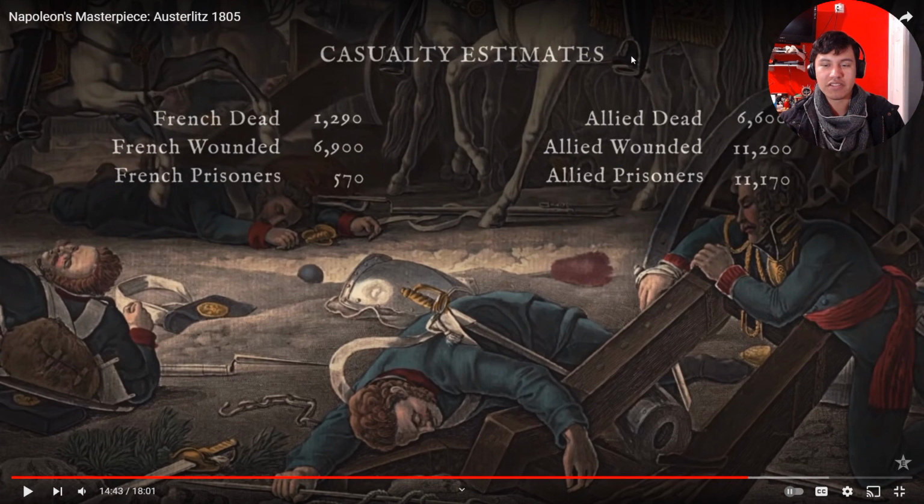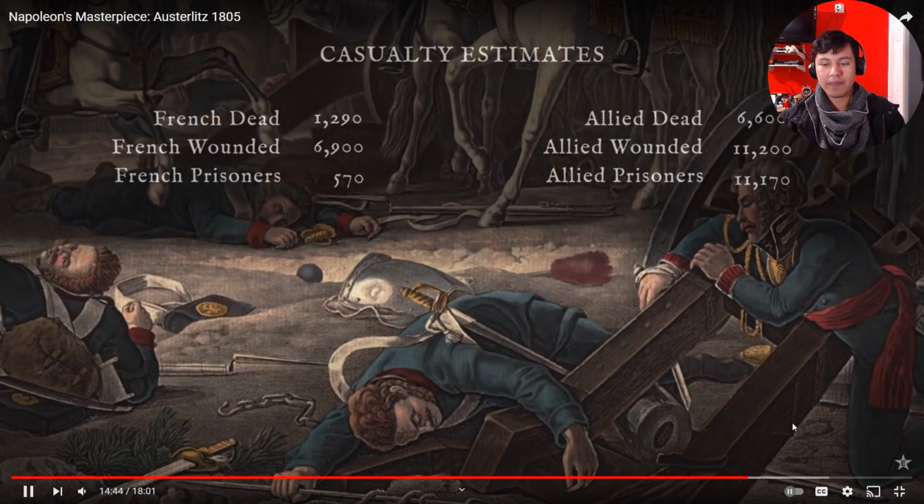Because this is a disaster for the Allies, right? This is essentially what gets Austria to say, alright, we throw in the towel, we're done.